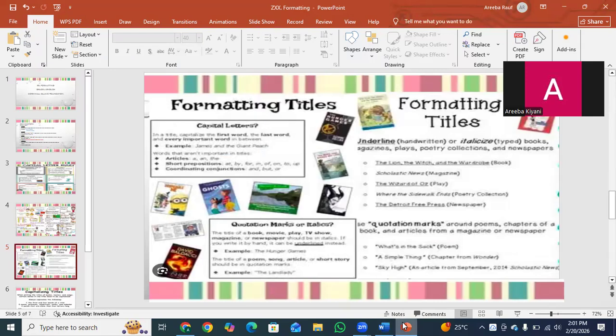Underlining or italics are for long works like books, magazines, or movies. You should underline the title when writing by hand or use italics when typing. And for shorter works like poems, songs, or short stories, you put the title inside quotation marks. Okay.